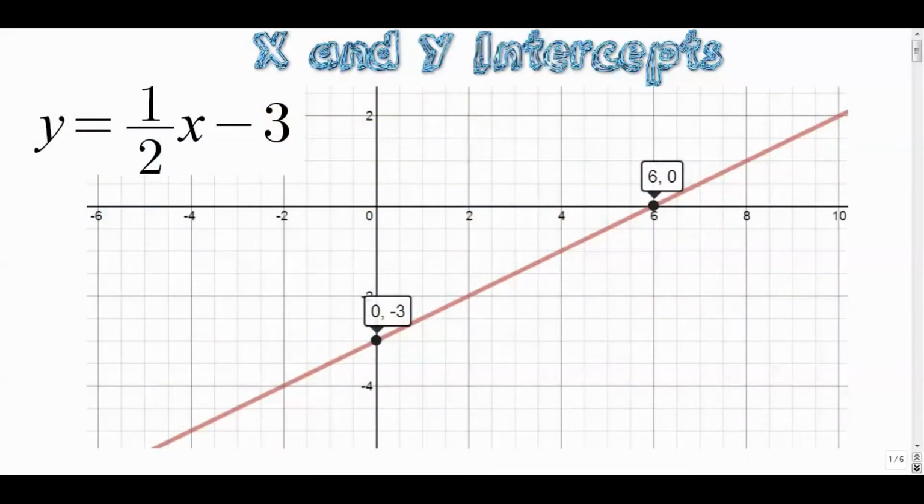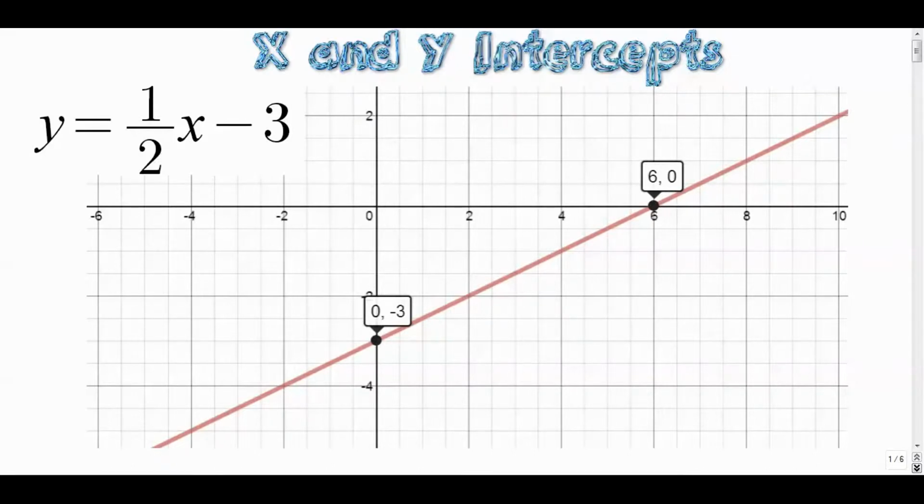A real quick video here on how to find x and y intercepts of linear equations. This is sort of an alternative option on how to graph linear equations. You might actually find that it's a little bit easier to do this method rather than getting equations into y equals mx plus b format.